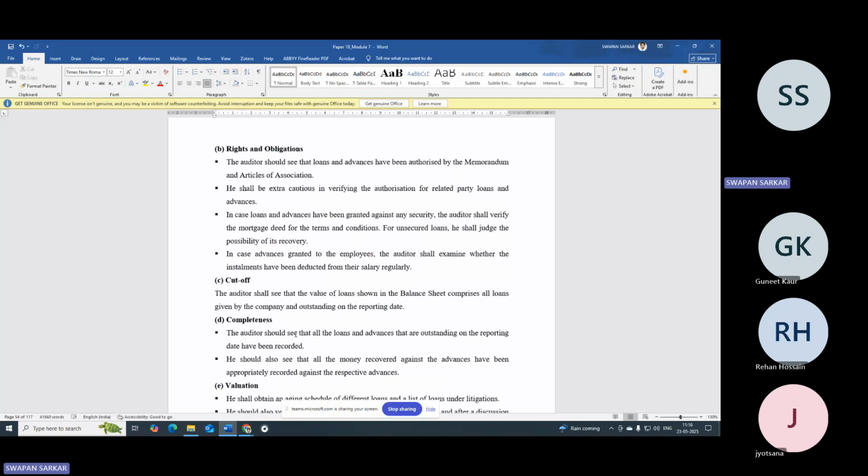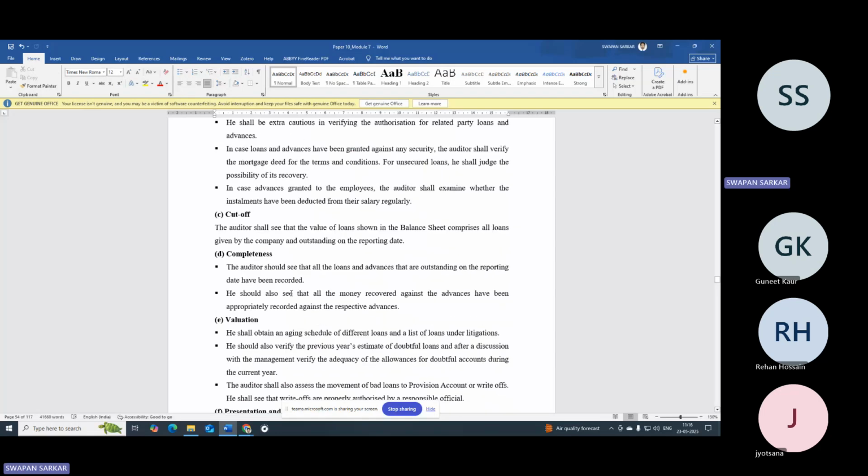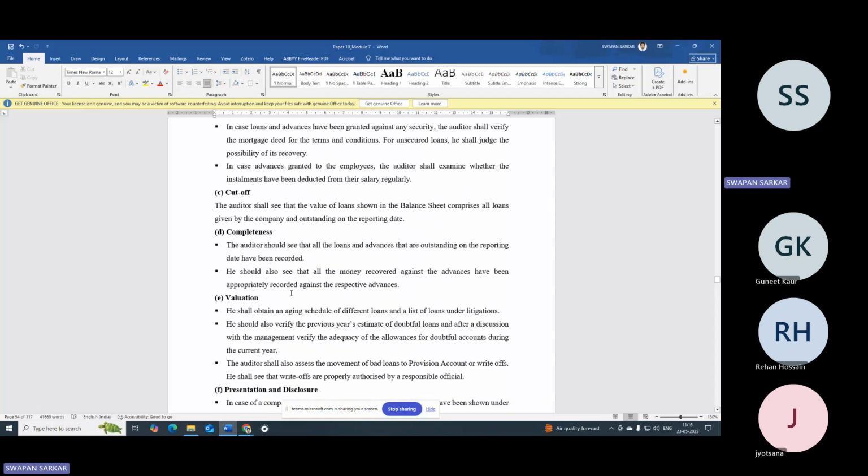In case loans and advances have been granted against any security, the auditor shall verify the mortgage deed for the terms and conditions. For unsecured loans, he shall judge the possibility of recovery. In case of advances granted to employees, the auditor shall examine whether the installments have been deducted from their salary regularly. Now, with respect to cut-off, the auditor shall see that the value of loans shown in the balance sheet comprises all loans given by the company and outstanding on the reporting date.